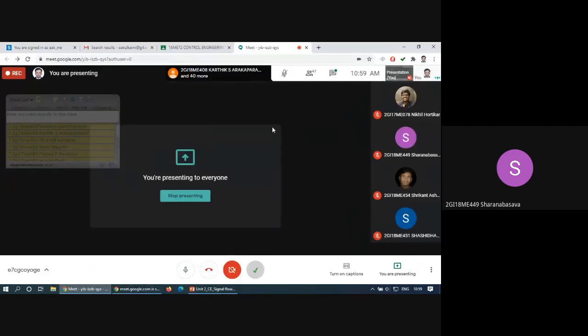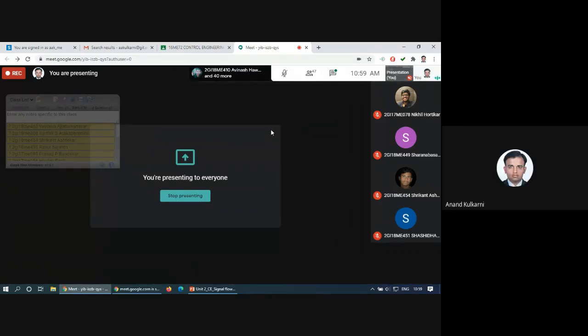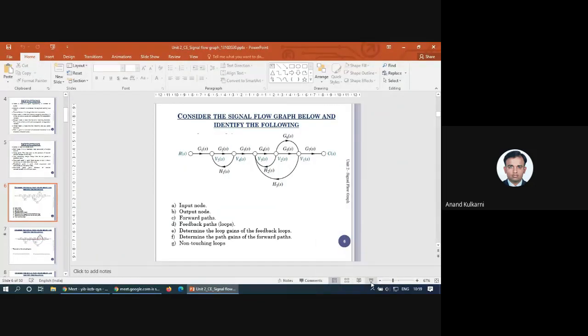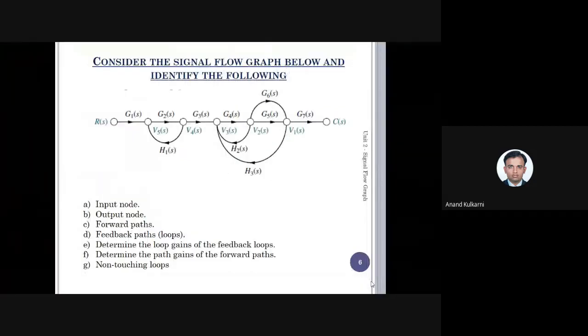Okay, welcome back. We'll start with the class. We had just seen the definitions of the signal flow graph. Now, this is the given problem. What are the things to be identified? We'll just see that, then we'll go ahead with the further part.